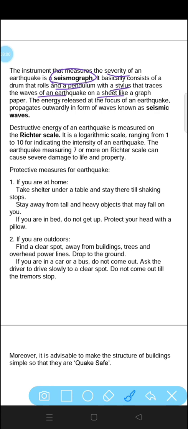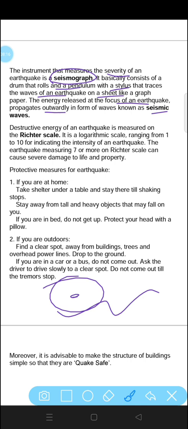The energy released at the focus of an earthquake propagates outwardly in the form of waves. The focus is the point from where the earthquake has started, and the waves are measured with the help of a seismograph. These are called seismic waves.